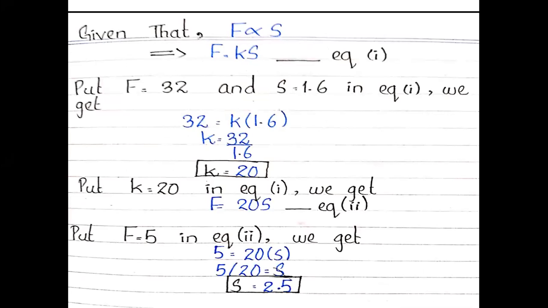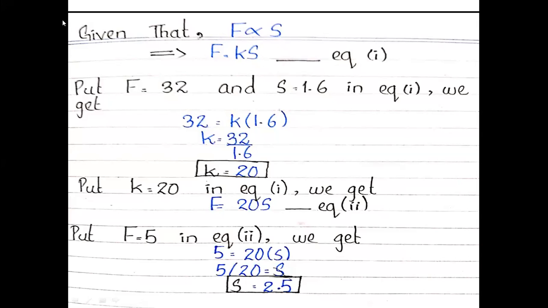As you can see over here, F is directly proportional to S. Now in order to eliminate the sign of proportionality and equalize both sides of the equation, we have to use K, that is the constant of variation. Over here, we have established our first equation, that is F is equal to K into S.